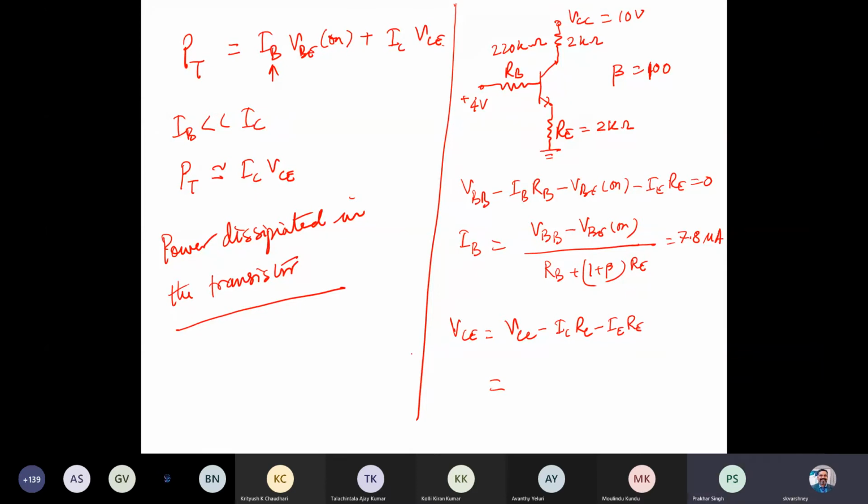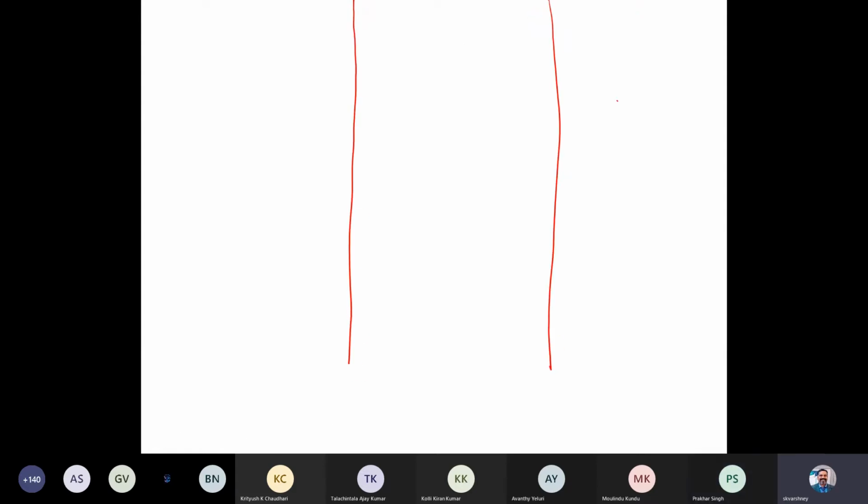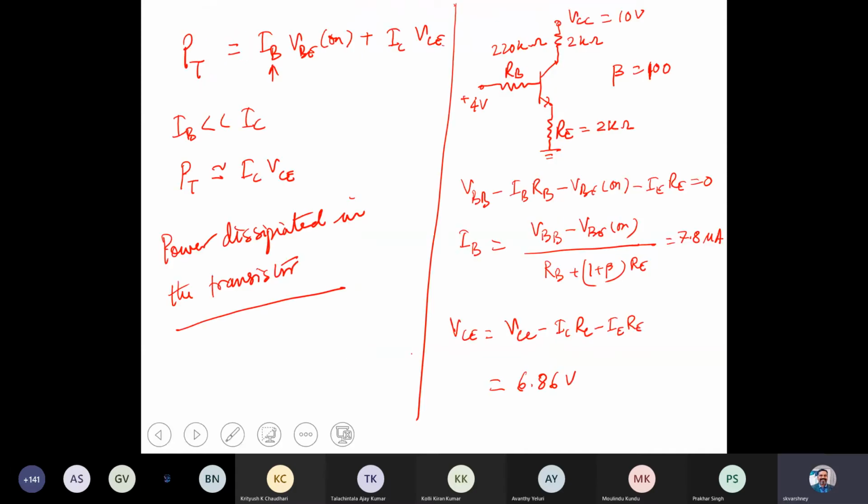Yes, anyone? 6.86 volt. 6.86 volt. Okay, fine. So we are done for the two circuits. If I just draw it, let's say we had this is 10 volt, taken 4 kilo ohm, 2 kilo ohm, 2 kilo ohm.